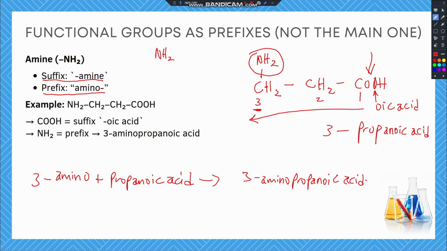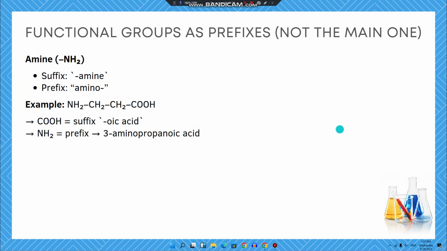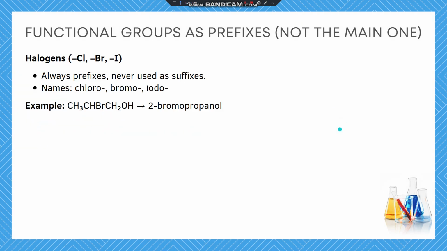That's the name of this compound. COOH was treated as the suffix or was given priority. That's why we have oic acid. And then NH2 was treated as a prefix. That's why we have 3-amino. I'm sure you're seeing how each and every one of these questions are playing out.